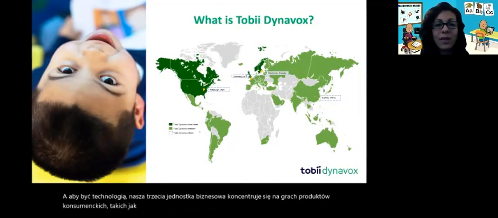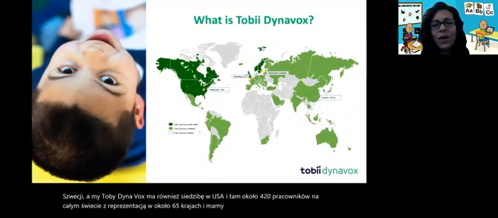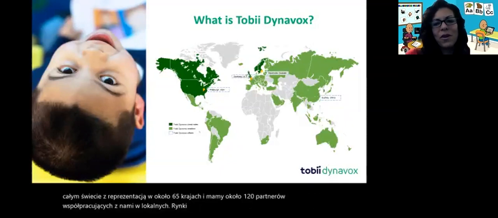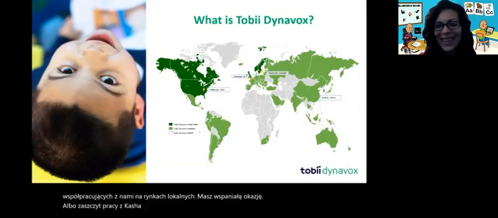So the three business units are based in Sweden, and Tobii Dynavox is also based in the US, and there are about 420 employees worldwide with representation in about 65 countries. And we have 120 or so partners working with us in local markets. Like you have the wonderful opportunity or honor of working with Kasia from Atabi in Poland, and I do too.